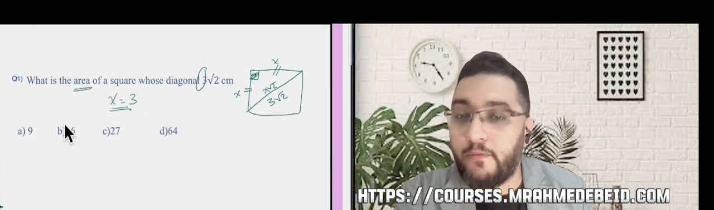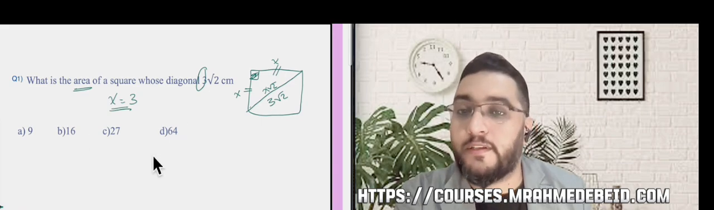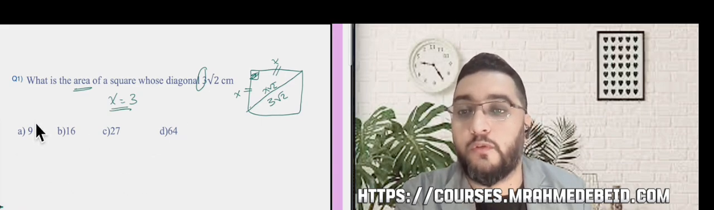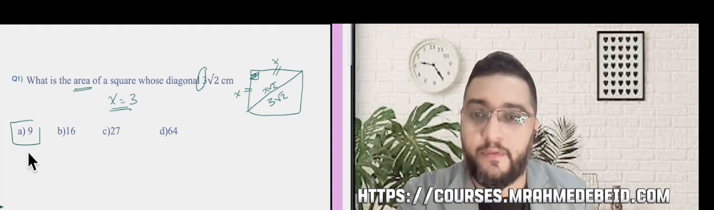This is the length of the side, so x equals 3. If you want to find the area of the square, it will be side times side, which is 3 times 3, which equals 9, so the answer is 9.